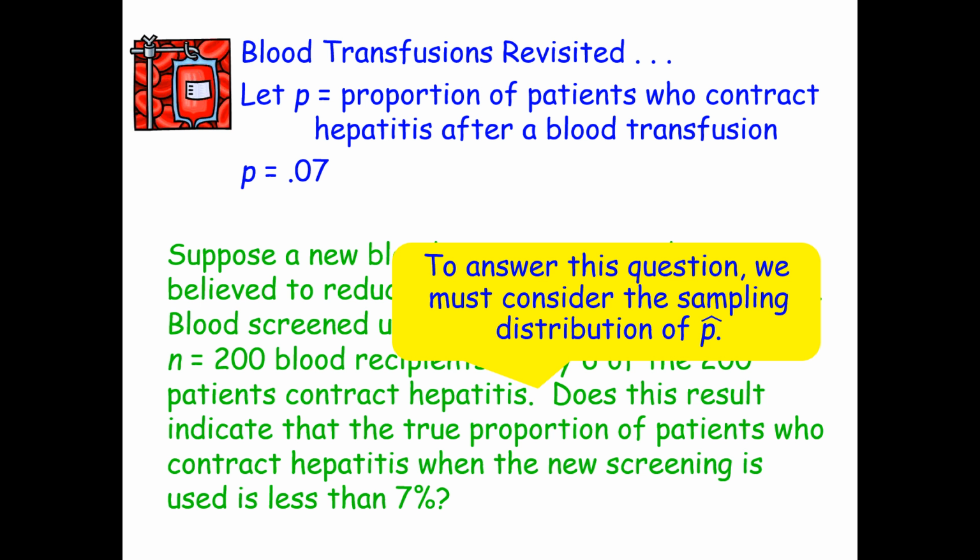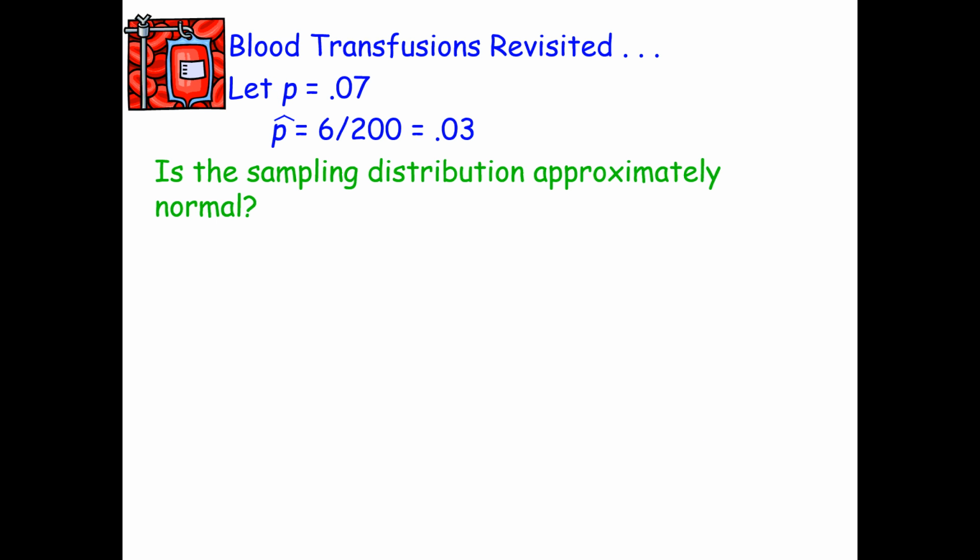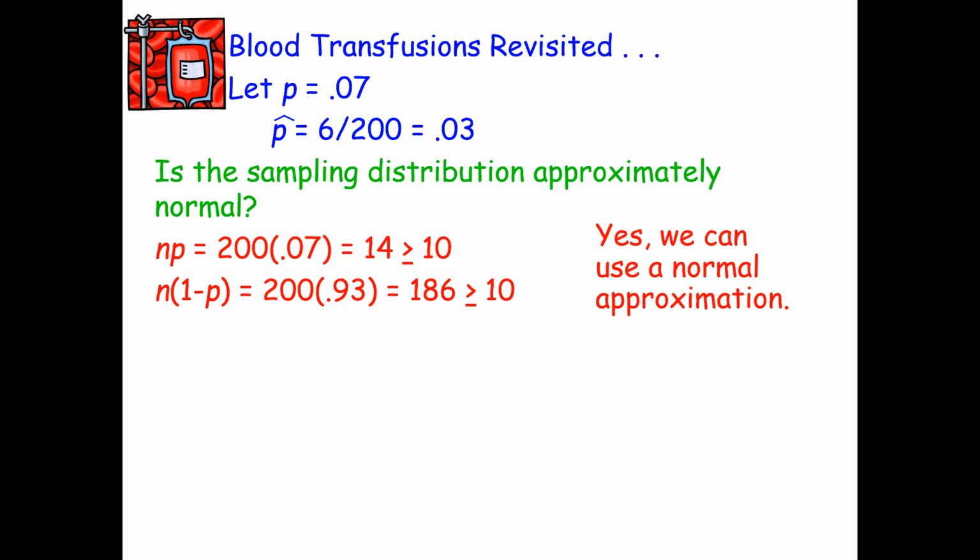To answer this question, we must consider the sampling distribution of p hat. So our p hat is 6 out of 200, which is 0.03. Now we need to ask ourselves, is the sampling distribution approximately normal? So we're going to take our n times p, which gives us a value of 14, which is larger than 10. And we're going to take our n times 1 minus p, which gives us 186, which is also larger than 10. Because both of those values are greater than or equal to 10, yes, we can use a normal approximation.